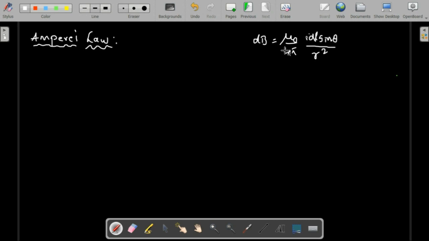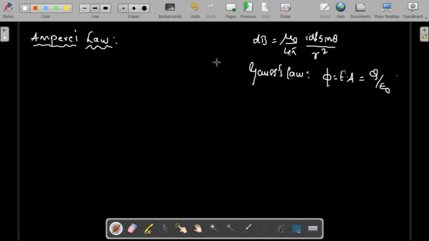Just like Gauss's law, if you remember, what we did was we created a Gaussian surface, an imaginary surface, and from there we were able to find out what was our electric field. Whenever we talked about Gauss's law, we saw that the electric flux, which is nothing but E dot A, is nothing but the total charge enclosed divided by epsilon naught. So this is the total charge that is getting enclosed.